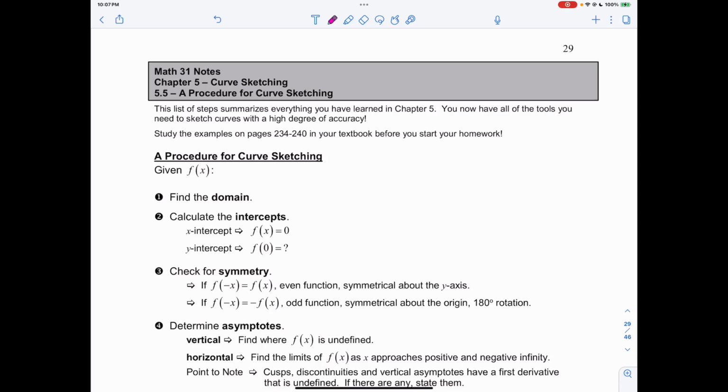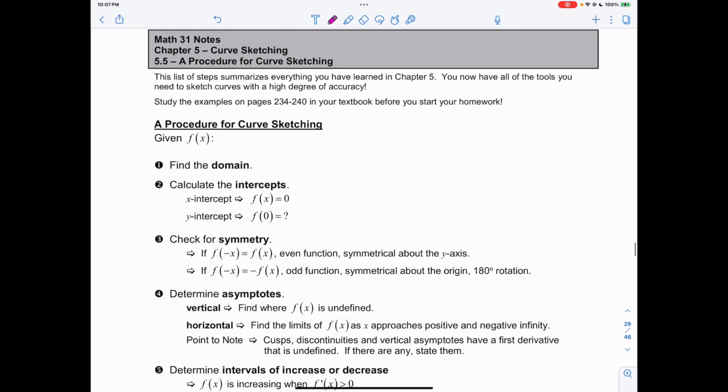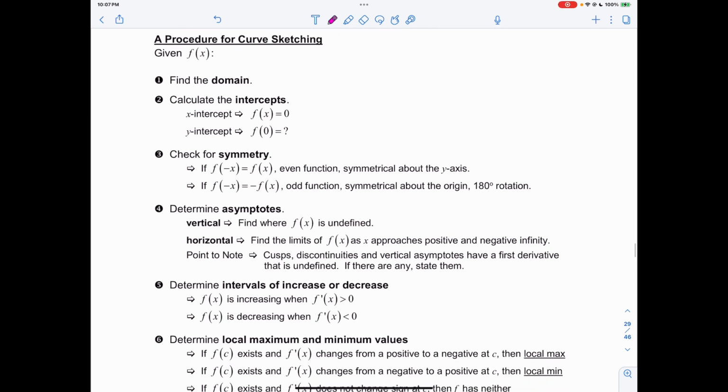Okay, given everything that we've learned so far, you should be able to pretty accurately sketch out a curve given a function. So our process is you need to find the domain, you need to calculate the x and the y intercepts, you need to check for symmetry, remembering that if f of negative x is equal to f of x, it's an even function and symmetrical about the y-axis. And if f of negative x is equal to negative f of x, it's an odd function and it's symmetrical about the origin with a 180-degree rotation.